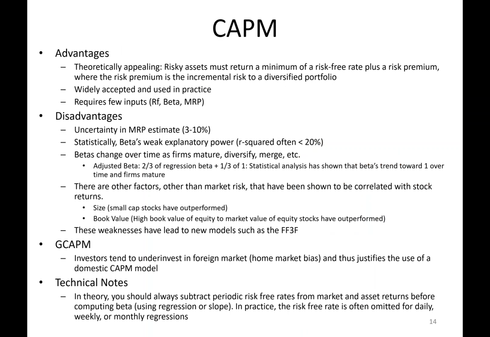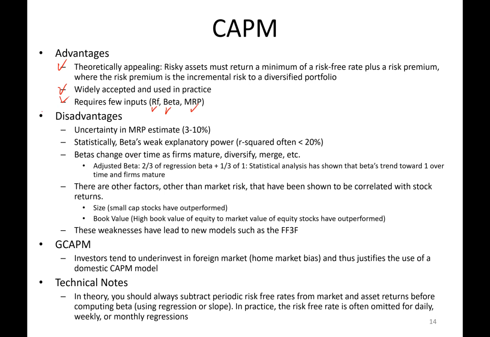Some advantages of using CAPM: it's theoretically appealing. In other words, the model makes a lot of sense. Every risky asset should at least give you the risk-free rate, otherwise you wouldn't buy it, and some compensation for risk. And if you assume that the marginal investor, or a rational investor, is diversified, that risk should be the risk related to a large diversified portfolio, which is beta. Another advantage is it's widely used in practice and requires few inputs. I need the current Treasury rate, I need to calculate a beta, and I need a forward-looking market risk premium.